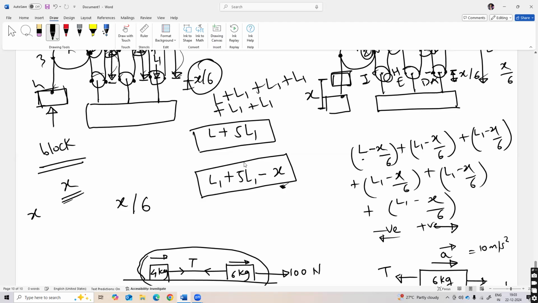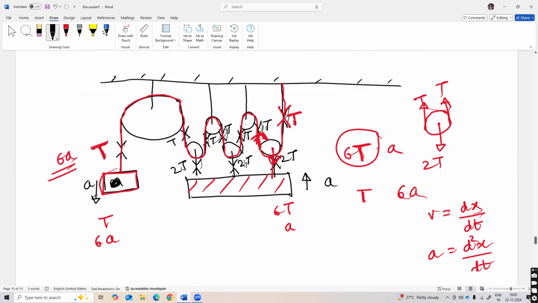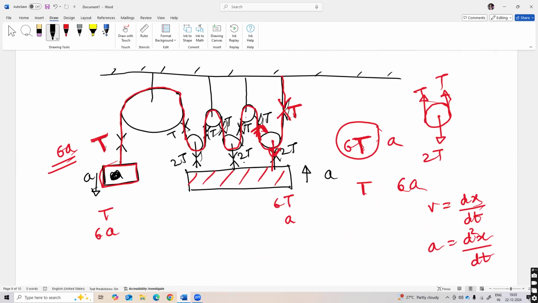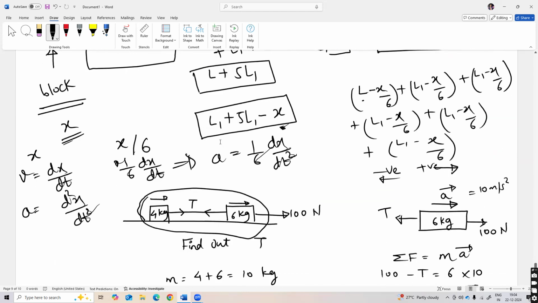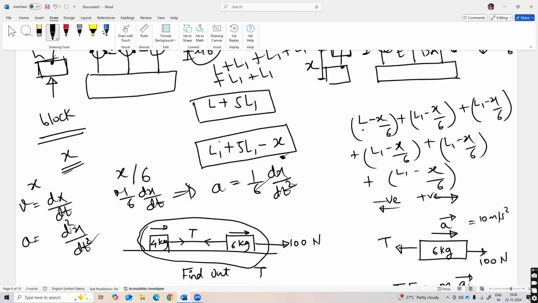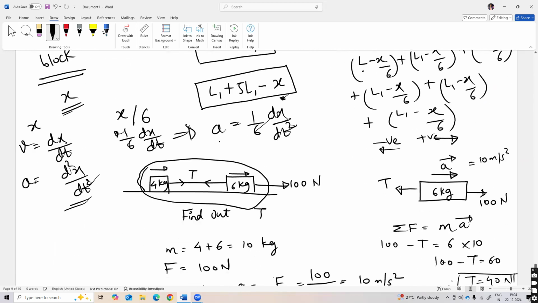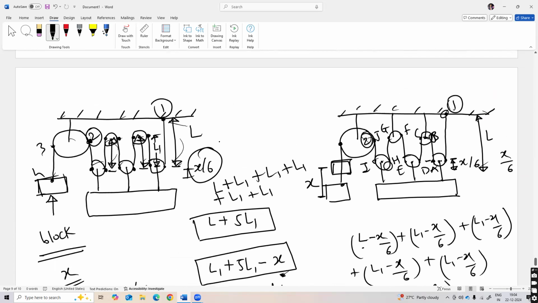So what we have seen earlier is tension. If T was the tension acting on this object, then the net tension acting on this object was 6T. And if it has acceleration a, then the acceleration of this block is 6 times that acceleration. Since the acceleration of this block is d square x by dt square, and for this bigger one it was 1 upon 6 d square x by dt square, therefore the acceleration of the smaller one is 6 times higher than the acceleration of the bigger one.